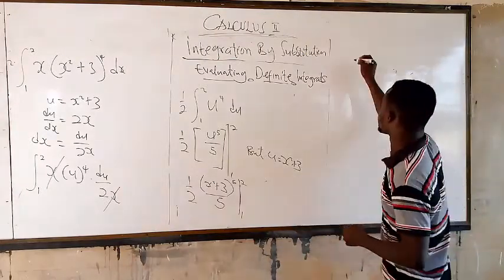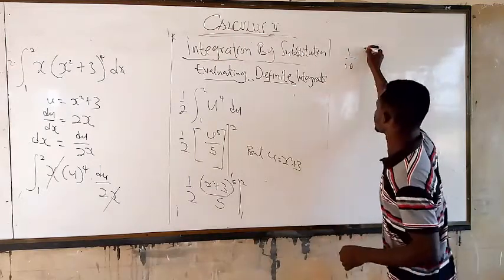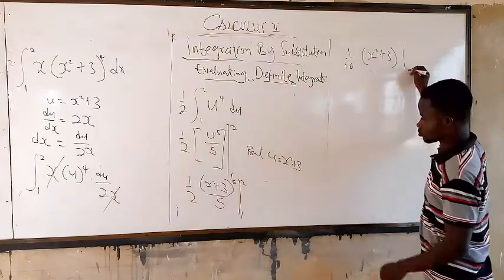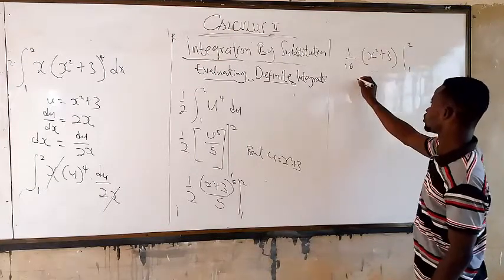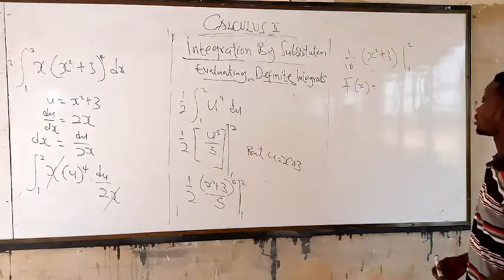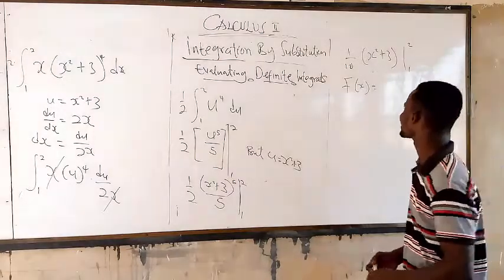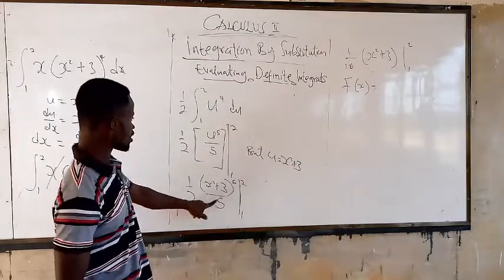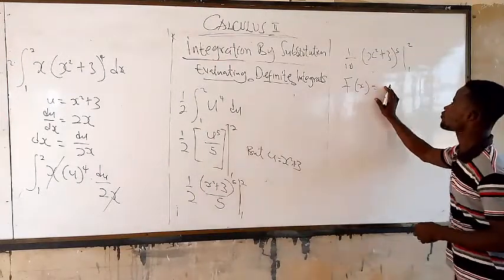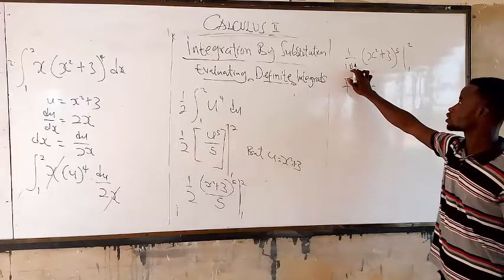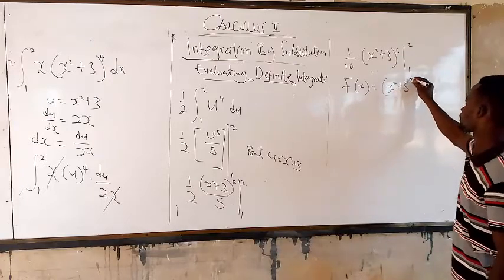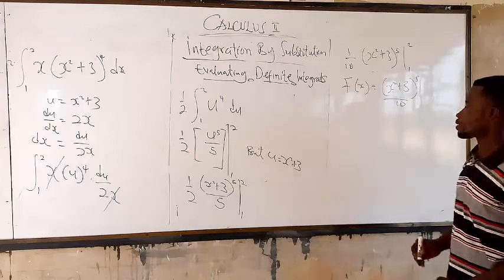here we are going to get 1 over 10 times s squared plus 3, to the power 5. So our capital F of s is going to be, I hope you're following, I have left something, and that is the power 5. So our capital F of s is going to be, you can include it or don't, s squared plus 3 to the power 5 over 10.